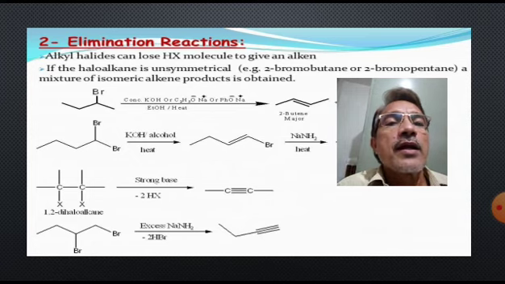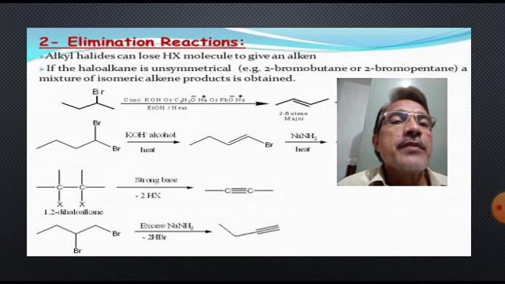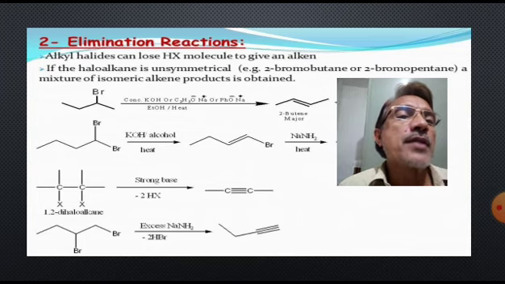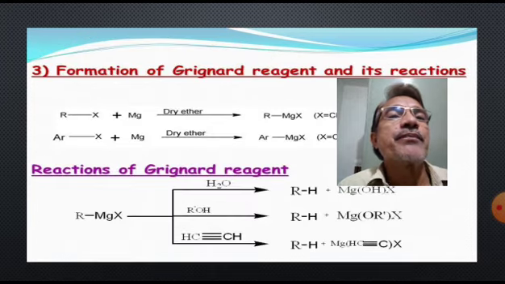In the last example, the same dehydrohalogenation takes place. In all these reactions, dehydrohalogenation takes place, which leads to the formation of different products. In the last example, a substituted alkyne is obtained.